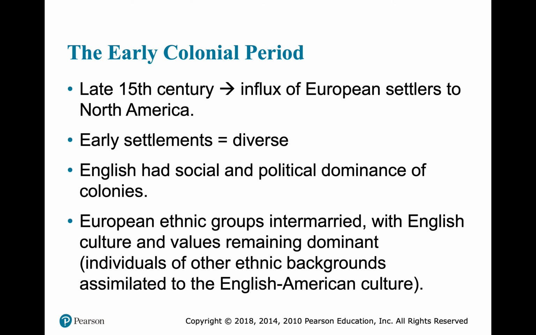Early settlements were very diverse. They included colonists from England, Scotland, Germany, France, and Africa, as well as Jews and Christians. And you also saw settling within their own groups, so a little tribalism. The English had social and political dominance over the colonies overall. European ethnic groups intermarried, with English culture and values remaining dominant, and individuals of other ethnic backgrounds assimilated to what became this English-American culture that was created.